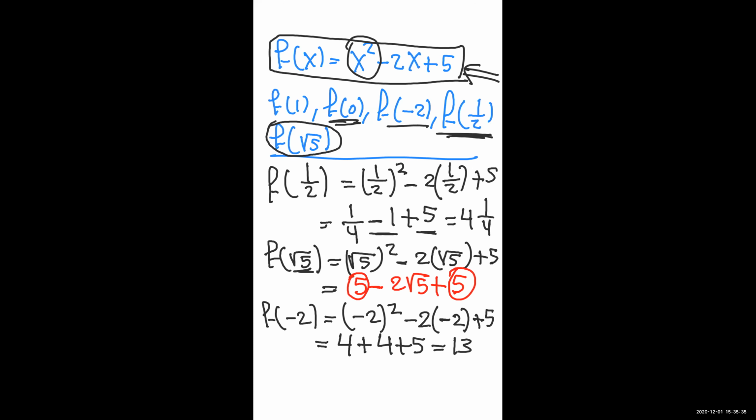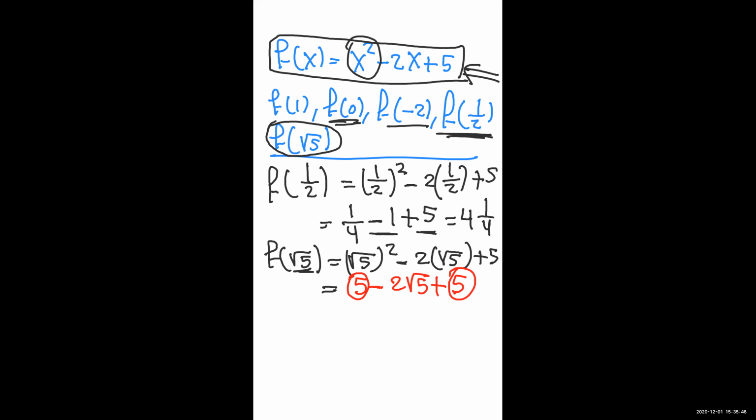So it will equal, let me clear this space on the board. Okay, so it will equal 10 minus 2 square root of 5. Okay, now this one is clear. Yeah, it's clear. Okay, great.